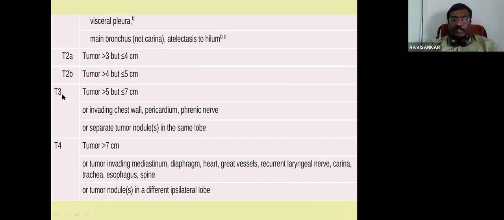Usually they ask this one, T3 tumors. T3 tumors are tumors that cause invasion of chest wall, pericardium, or phrenic nerve, or separate tumor nodules in the same lobe. Okay, this is what they commonly ask. If it is in a different lobe, it is known as T4. If it is in the same lobe, it is a T3.